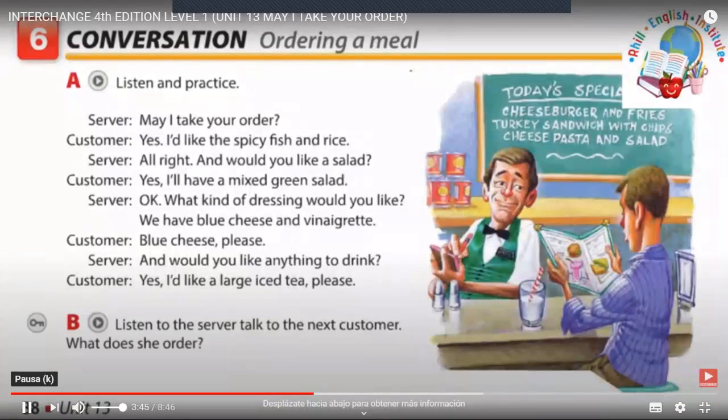Unit 6. Conversation. Ordering a meal. Part A. Listen and practice.